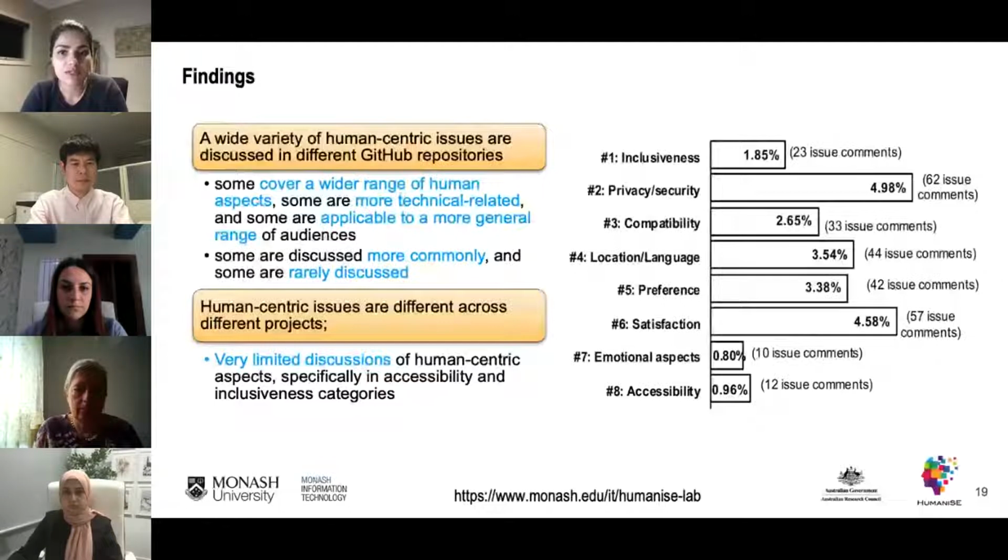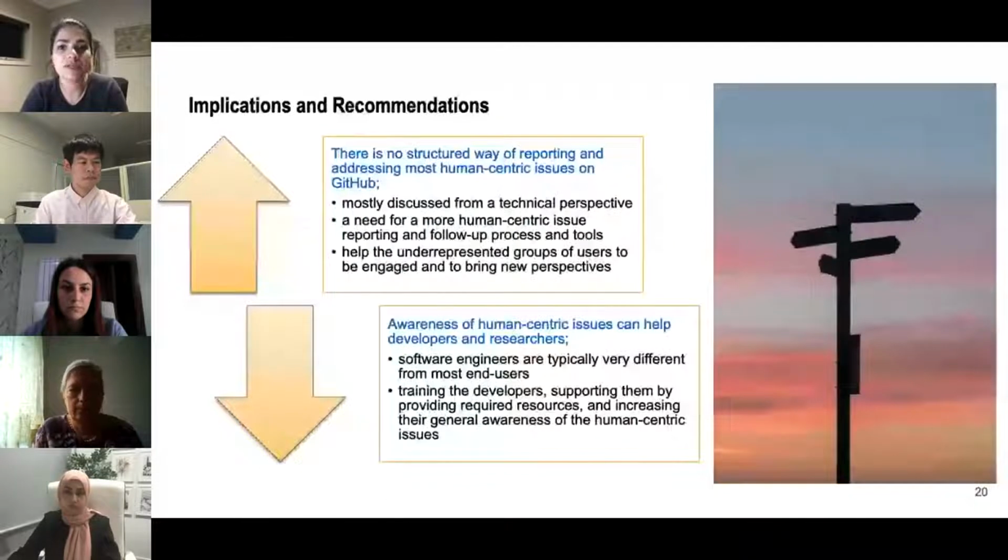We also found that human-centric issues differ across projects, and unlike our expectation, projects designed for challenged end users, such as visually impaired and dyslexic users, and the ones with large-scale end users such as Firefox, have very limited discussions of human-centric issues, specifically in accessibility and inclusiveness categories. Based on that, we provided some implications and recommendations for other researchers and practitioners.